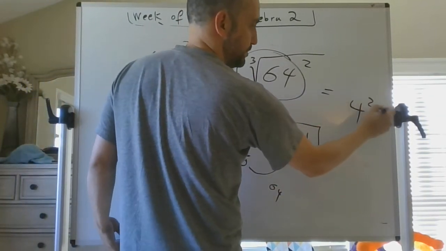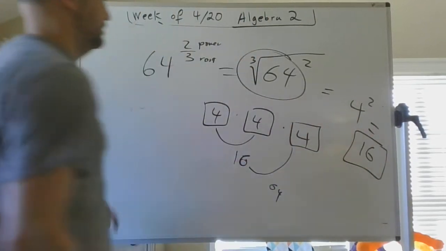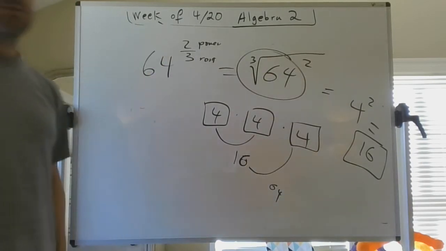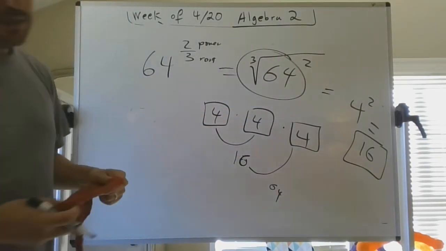And I'm going to square it. 4 times 4, the final answer. So this entire thing, 64 to the power of 2/3 equals 16. Beautiful. All right. What else are you going to see?